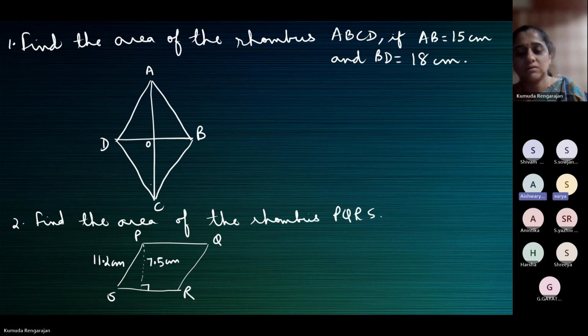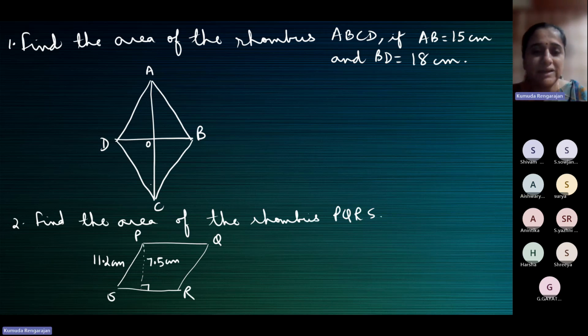Ma'am, BD and AC. Okay, so BD and AC are the diagonals. We know the length of the diagonal BD, 18. AC is not known. Ma'am, you cannot take AB as AC. AB is 15. AC is not given.